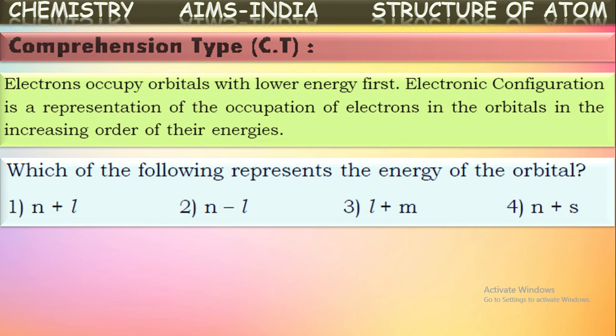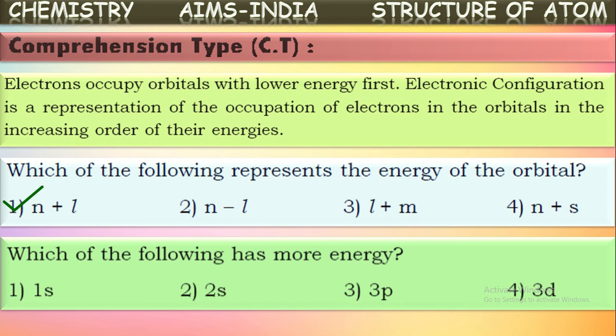So the principal quantum number is denoted with the symbol n, and the azimuthal quantum number is represented with the symbol L. So the energy of the orbitals is compared in terms of n plus L values. Where is it mentioned? N plus L, here in the first option. So the orbital which has the greater n plus L value is said to have greater energy, and vice versa.